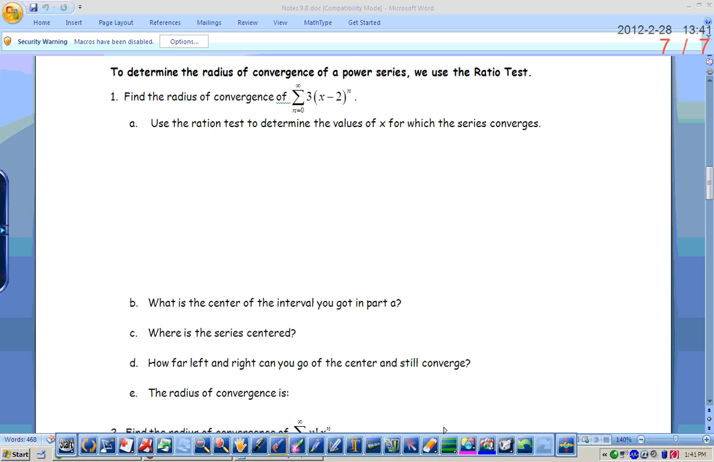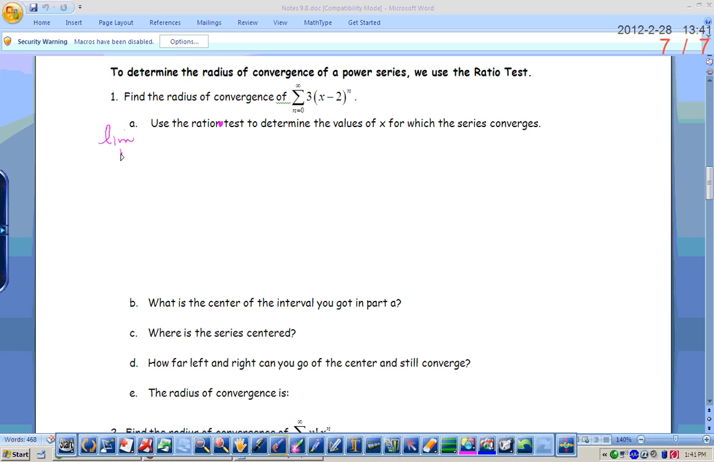Or I want to find the radius of convergence of this power series. And in order to do that, we use the ratio test. So the problem is to find the radius of convergence for this power series. Use the ratio, not ration test, to determine the values of x for which the series converges. All right, so the ratio test. Who remembers what the ratio test is?